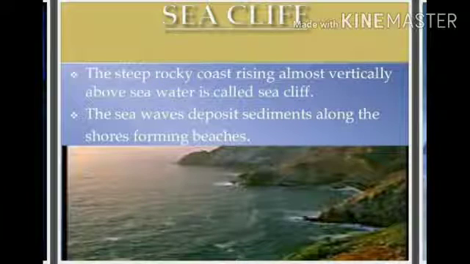The steep rocky coast rising almost vertically above the sea water is called a sea cliff. The sea waves also deposit sediments along the shores, forming beaches.